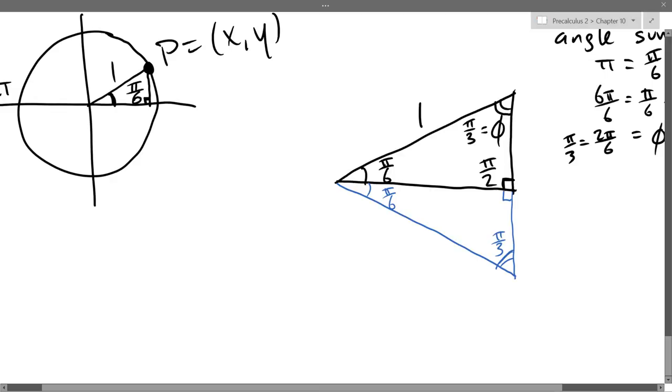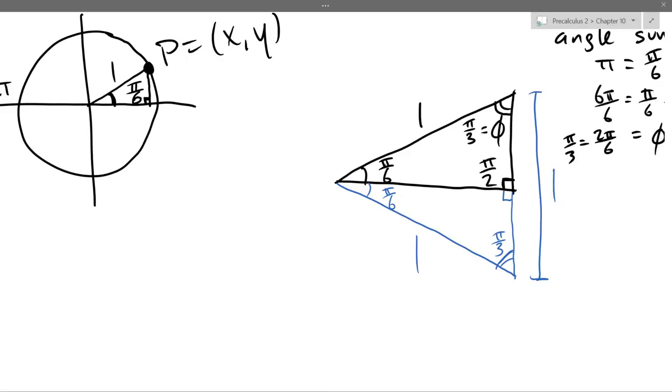Every angle is pi over 3. Pi over 3, pi over 3, pi over 3. So that means equilateral. I want to be careful about how I label this last side because it spans two sides. So I'm going to label this big side as 1, not the individual smaller sides. All right, so that big side is 1.